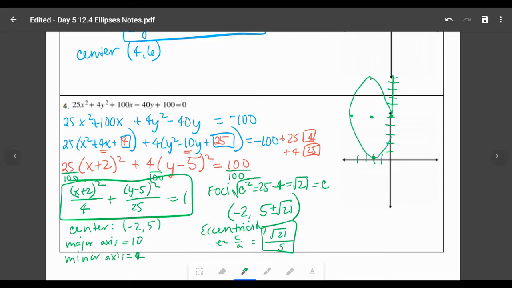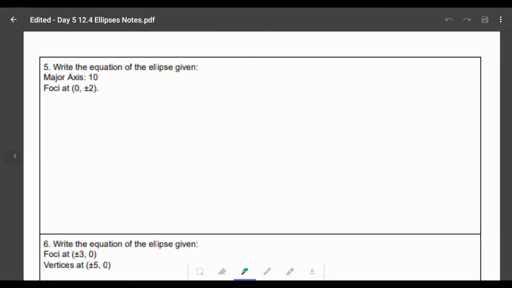All right, so now we've got our ellipse. For this last set of problems, we're going to work backwards. We are given information about the ellipse, but then we need to create the actual equation. If the major axis is 10 units long, then I know that 2a is equal to 10, which means that a is equal to 5.